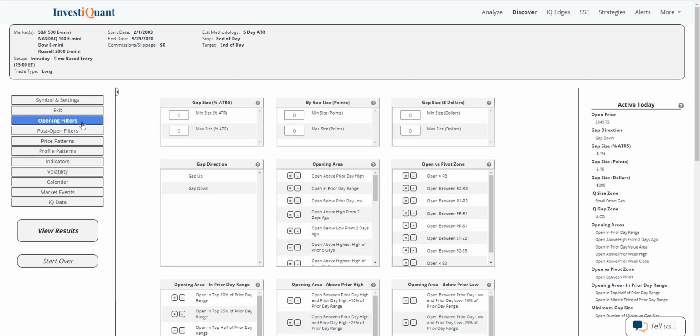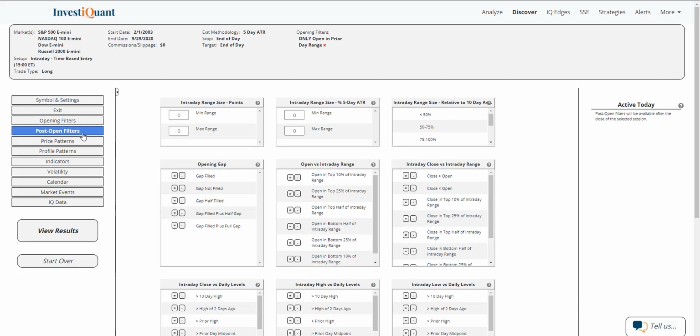For the opening filter, since we opened pretty flat today, I'm simply going to say that we opened within the prior day range, and I'm not going to do up or down gap because I want to keep as many samples as possible since we're using a seasonality day that only happens once a month. Then I'm going to go into the post-open filters, and I'm going to say that the market is trading below the opening print as of 3 p.m. Eastern Time. Now, we are not at 3 p.m. Eastern Time as I record this, so I don't know if we will be trading below the open, but currently we are trading below the open. So I'm going to go ahead and go with that.